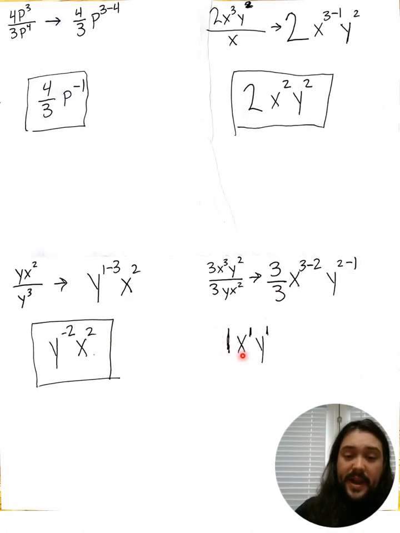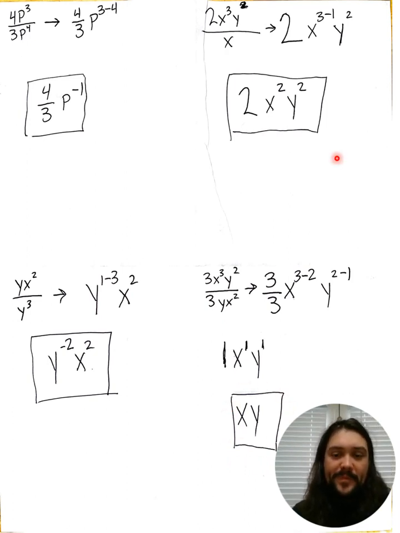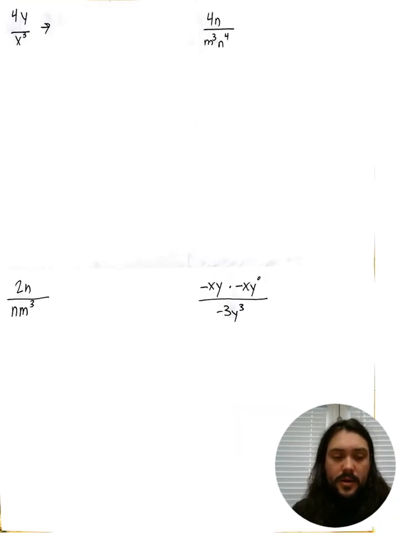So 1, x to the 1, y to the 1, all those ones are unnecessarily written. It's not untrue, but it's just extra. So we like to simplify it down to just x, y. Okay, keep going.